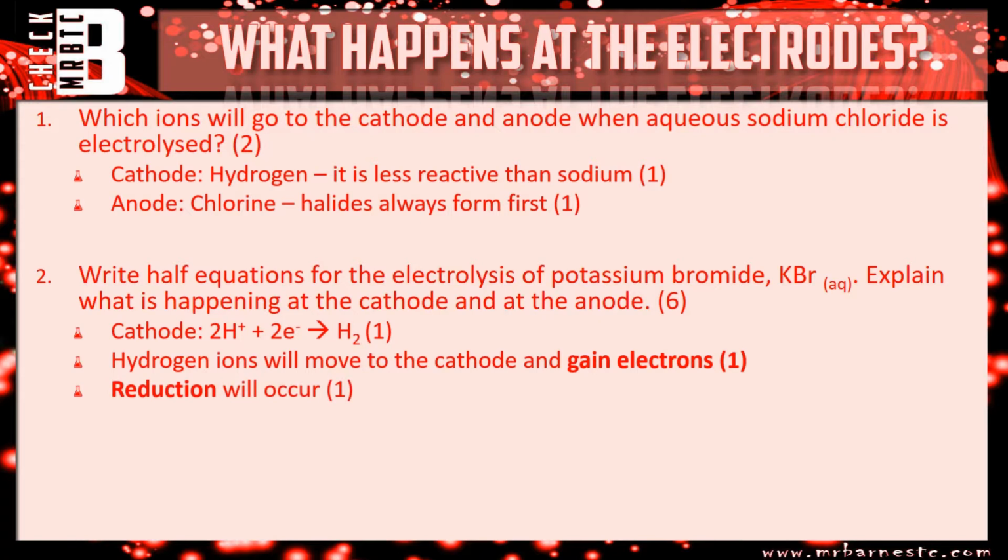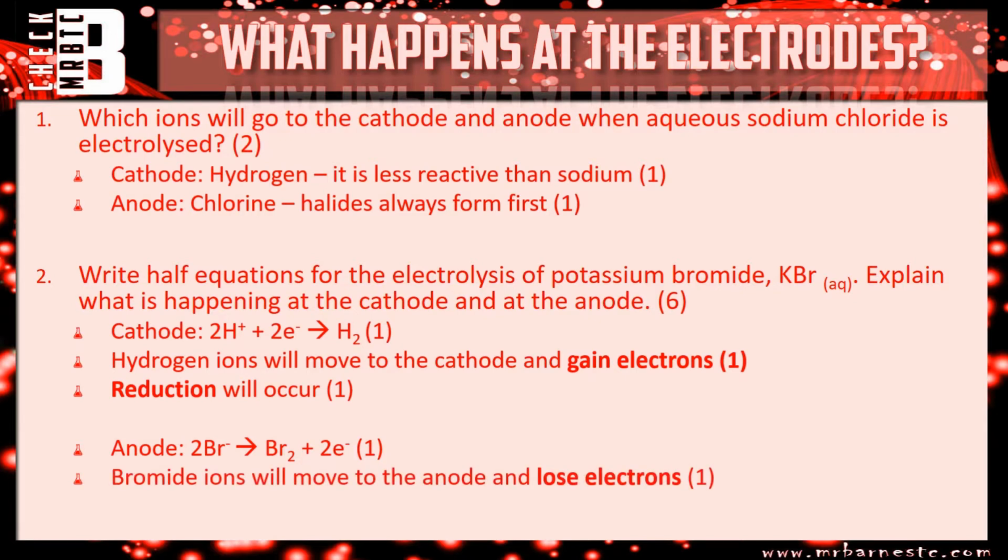Similarly, at the anode, we've either got bromine or hydroxide. Bromine is a halide, it's in group 7, so that will form. So you have 2Br- goes to Br2 plus 2e-. What's happened? The bromide ions have lost electrons, so 1 mark for that. Oil rig, oxidation is loss, so 1 mark for oxidation.